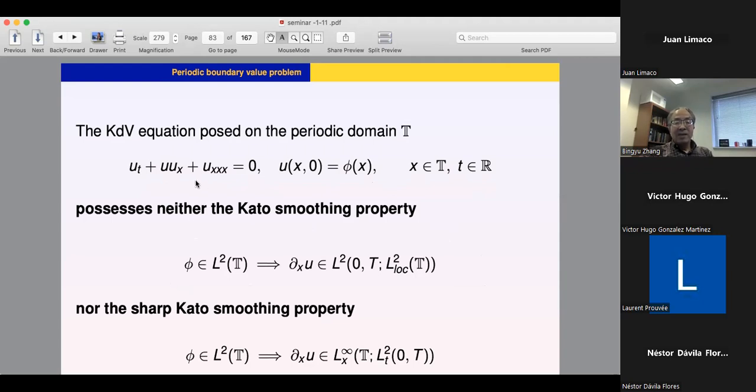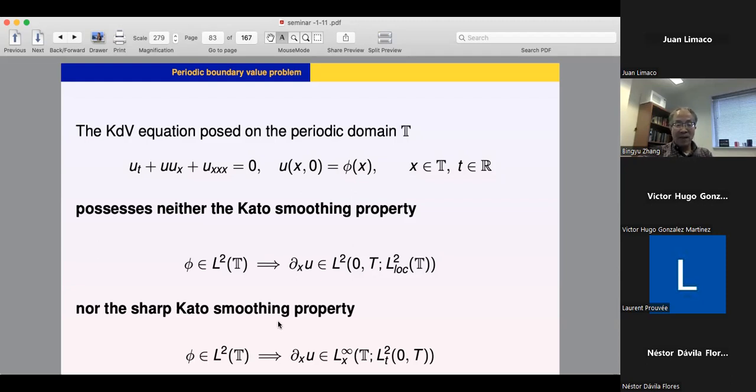No. First of all, the KdV equation posed on the periodic domain possesses neither the Kato smoothing property nor the sharp Kato smoothing property. You don't have any kind of Kato smoothing. The reason is that the periodic domain is a compact domain, and the solution of the Cauchy problem is well posed forward and backwards. So any kind of local Kato smoothing becomes global on a compact domain, which goes against the principle that it is well posed forward and backwards. So we know that you don't have any kind of Kato smoothing property.